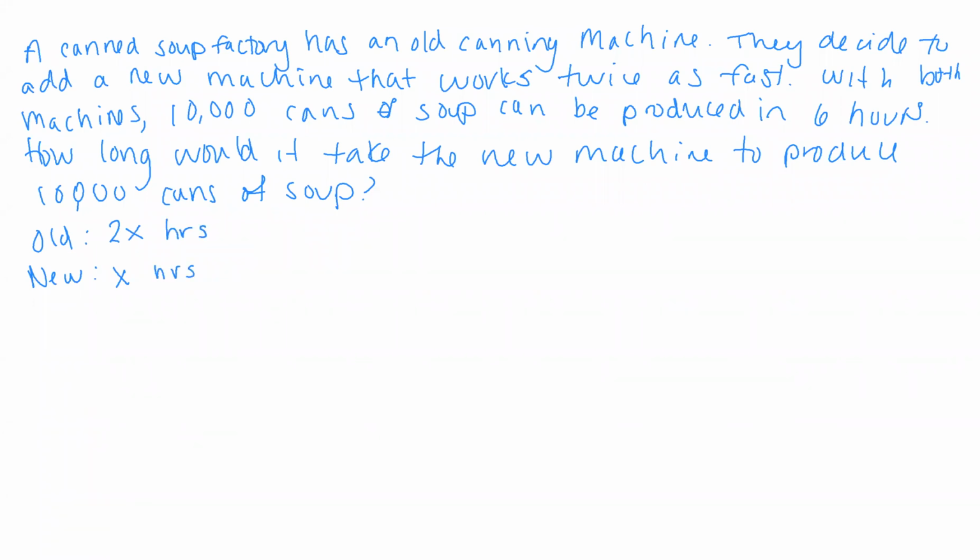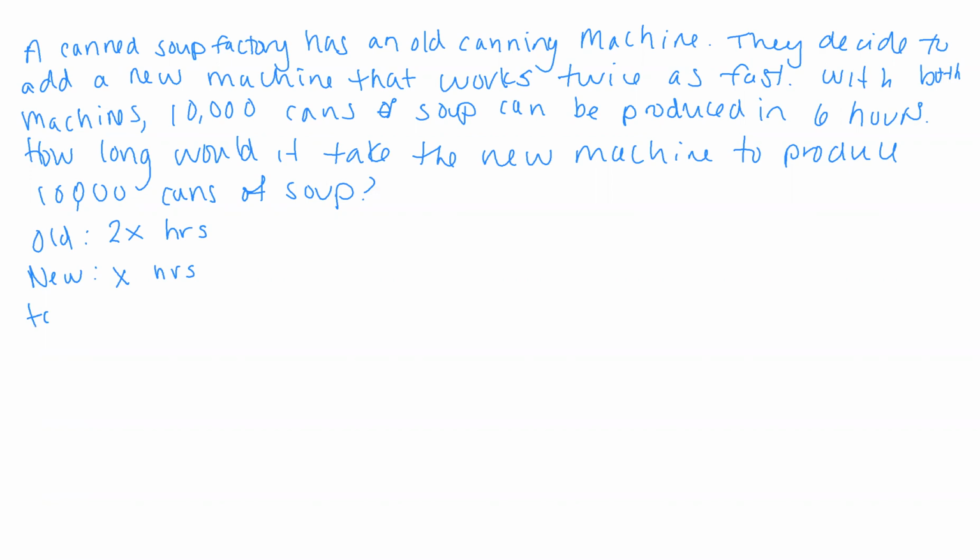So you got to be really careful with an example like this. I made this very mistake just last night, okay? So you don't want to say the old machine is x and the new machine is 2x, because the new machine works twice as fast. So it takes half the amount of time that the old machine takes, okay?